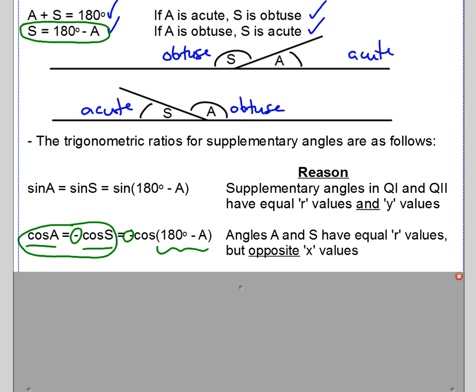You may find that you want to work with this more because you can clearly see both angles in the relationship, but either form of that relationship can be useful to solve for possibly even the value of the angle itself, depending on what we're given. Okay, we may be given the ratio and we're having to solve for the angle. Now the reason for that is that these two angles, A and its supplement S, are going to have equal r values in quadrants 1 and 2, as we already saw with the previous diagram, but opposite x values. So let's go back to our diagram again.